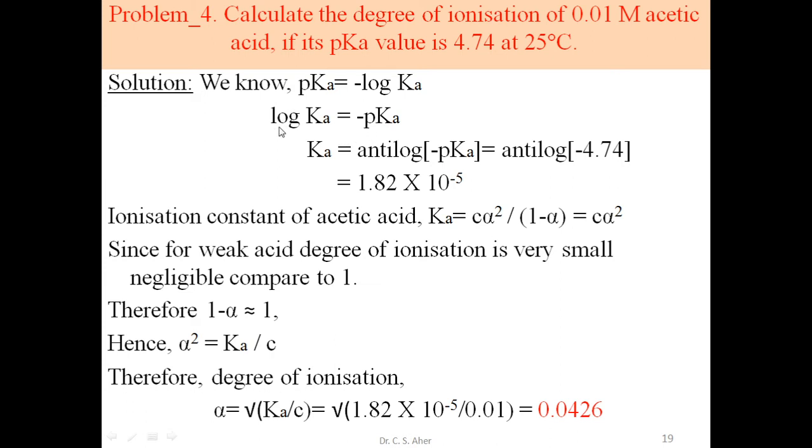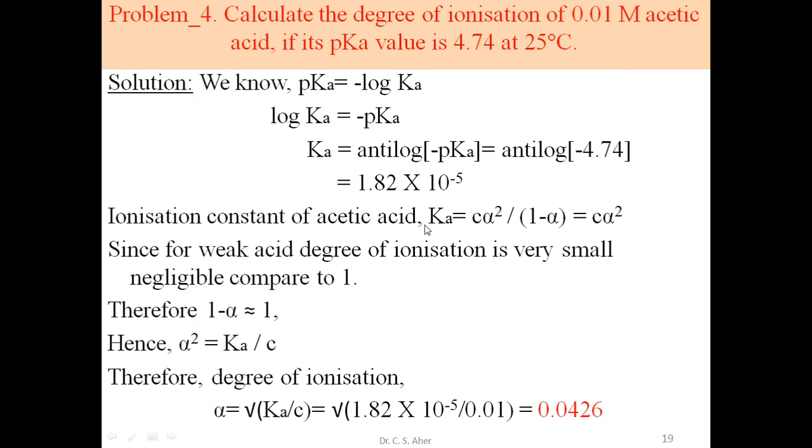So when we remove this log, what do we take? We take the anti-log of both sides. Log is removed, and taking the anti-log of minus pK, Ka is equal to the anti-log of minus 4.74. Taking the anti-log of this term, we get the final answer, 1.82 into 10 raised to minus 5, and this value is the Ka value, the ionization constant of that acid.